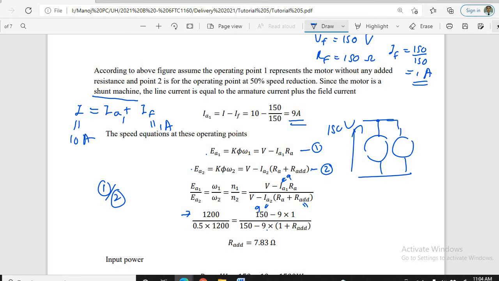So if you solve this, you will get R add as 7.83 ohms, right? But note down the armature resistance is 1 ohm. So we are adding more than 7 times the resistance at the armature in order to do this speed reduction. When we add that resistance R add, the speed is reduced by 50%, right?